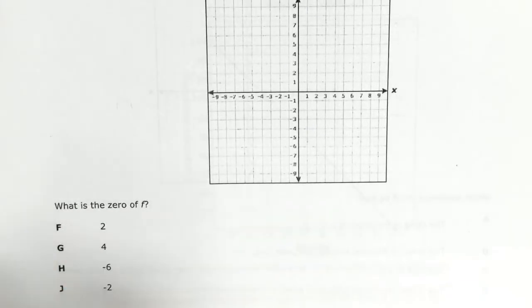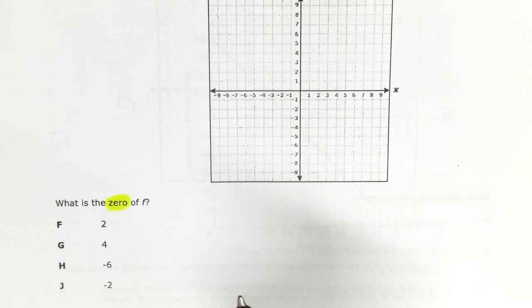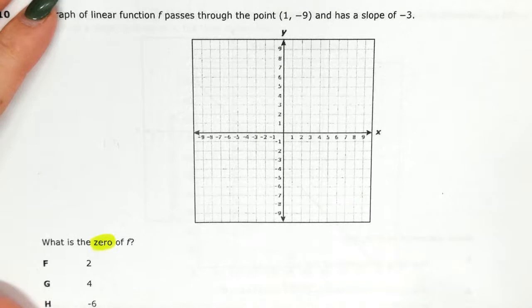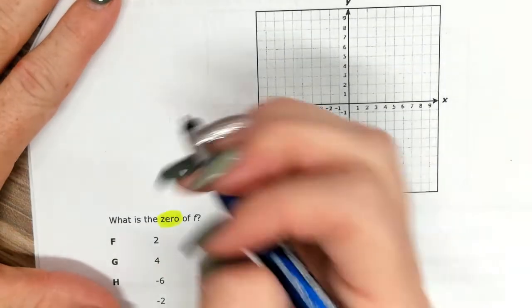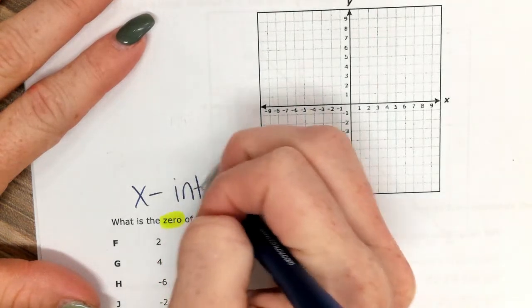Number 10 asked for the... and what did I teach y'all a 0 is? You have a question? Okay, hold on. Okay, what is a 0? An x-intercept.